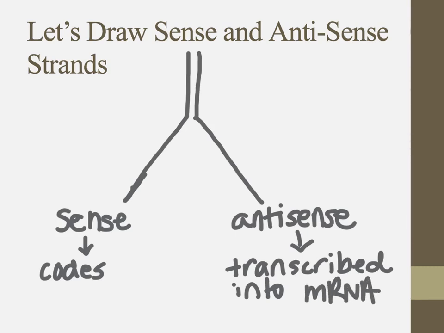Okay, again, we're using the antisense strand for transcription because then the mRNA, which is complementary to the antisense strand, will have the same codes as the sense strand, which has the codes to begin with.